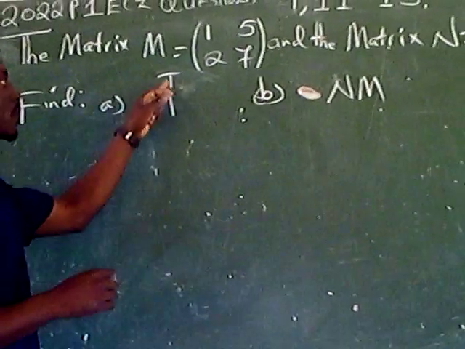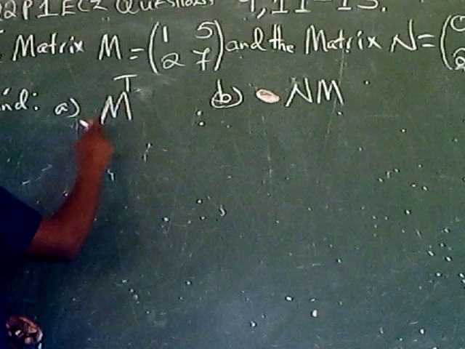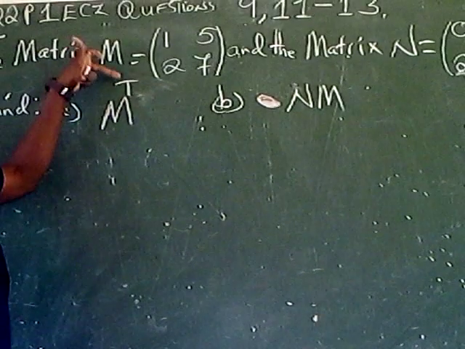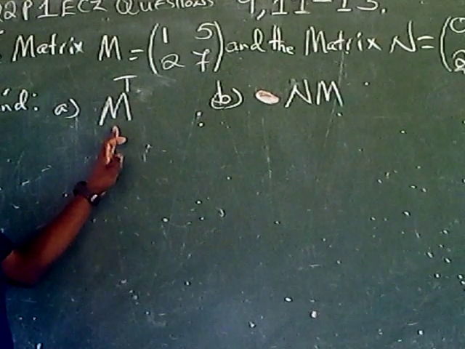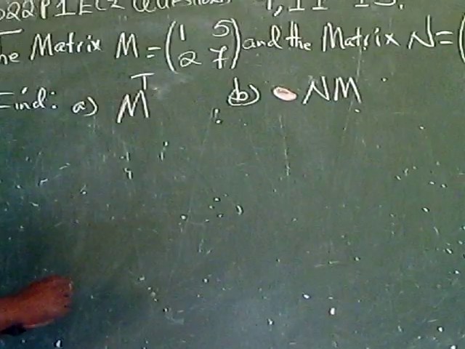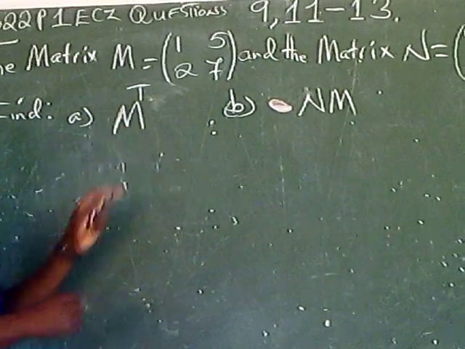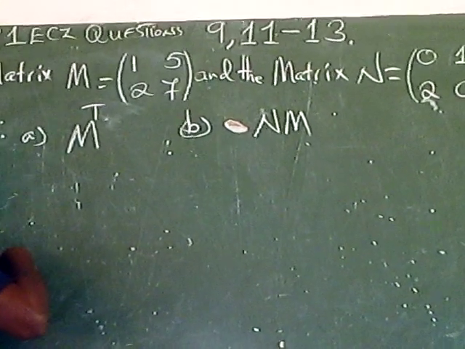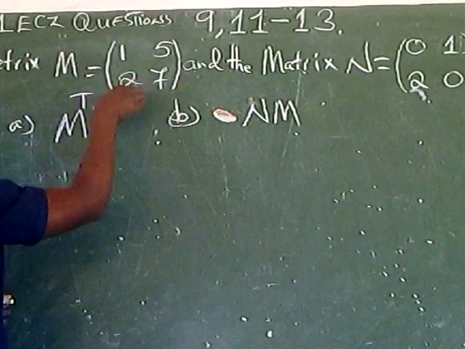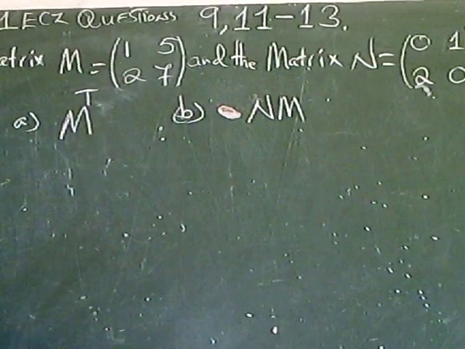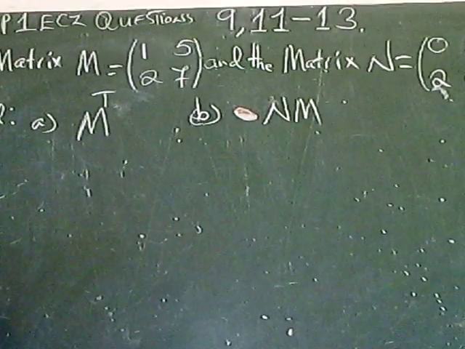The transpose of matrix M. This M to the power T, this notation is read as the transpose of matrix M. Now, what is the transpose of a matrix? It is the interchanging of rows and columns. In the case of matrix M, it has 2 rows. These 2 rows will become the 2 columns. That's what transpose means.